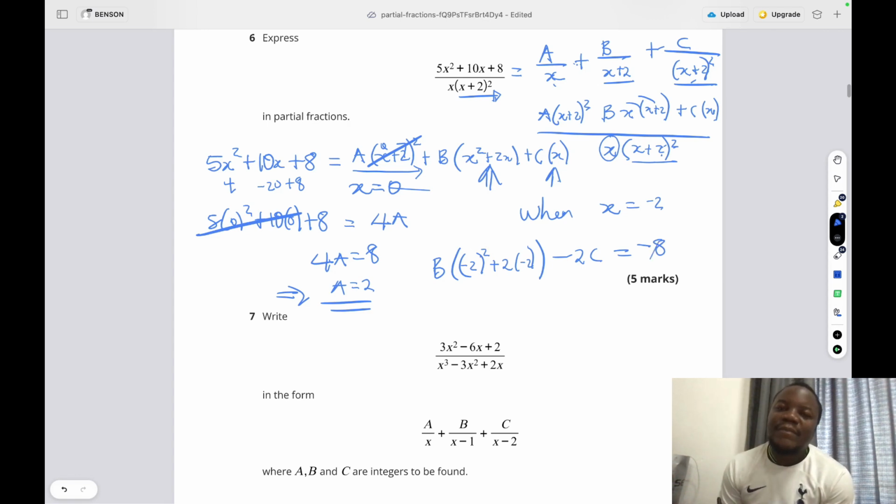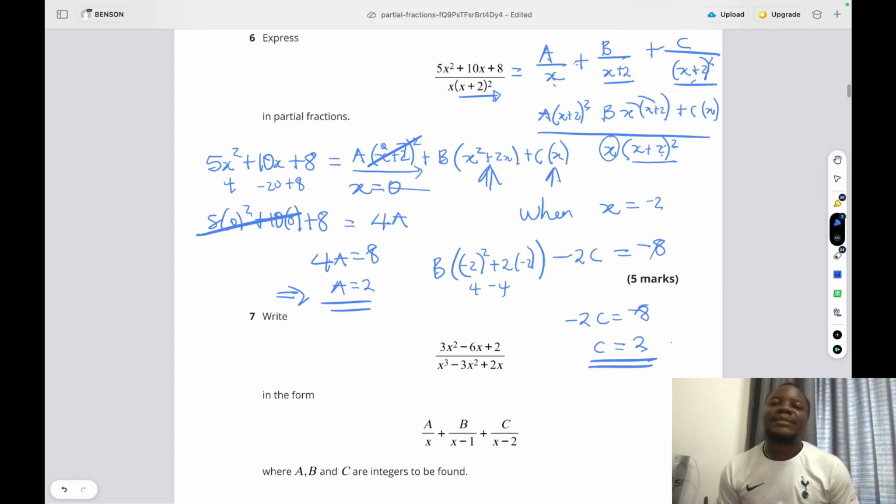Then this gives me 4. I get 4 minus 4. It means b would now be 0 as well because this inside is going to be 0. And it implies that negative 2c is equal to negative 8, which implies c is equal to 2. So we've found what a and c are.